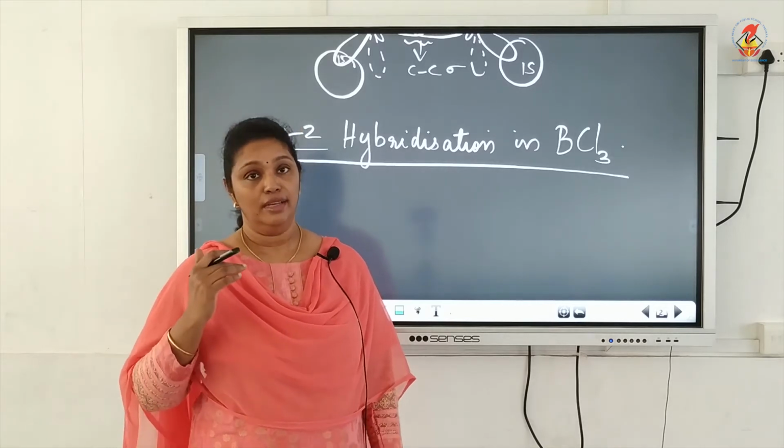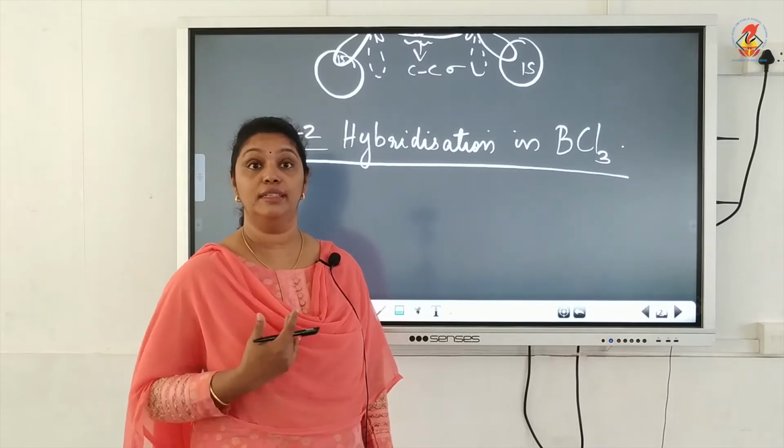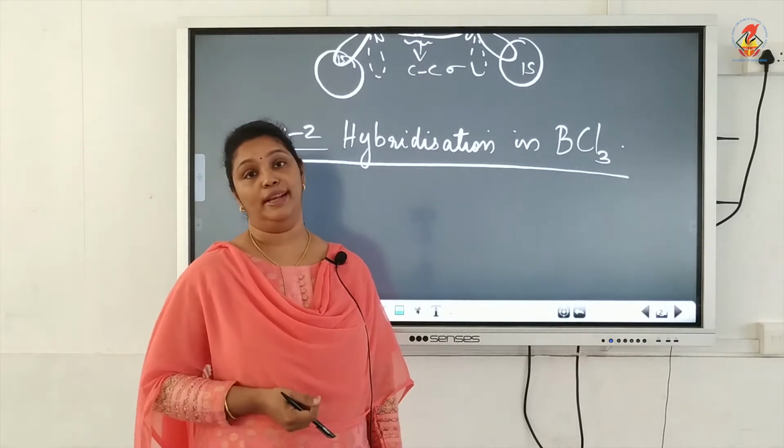Now already we have discussed in the shapes, when we studied under VSEPR theory, that BCl3 has a trigonal planar shape with 120-degree bond angle. So the same applies here, but here the explanation is based on hybridization.